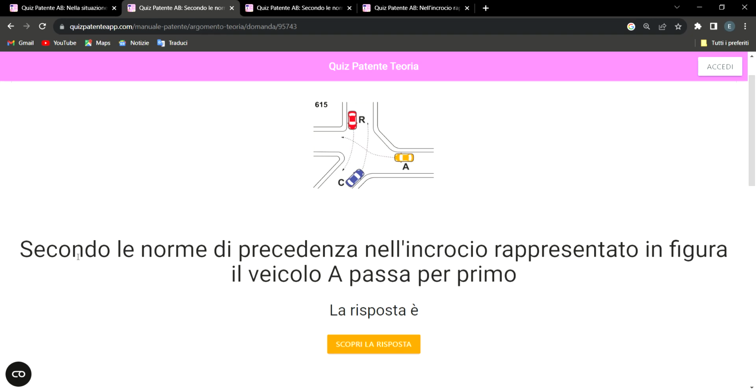Now let us read the question. It says, "Secondo le norme di precedenza nel incrocio rappresentato in figura, il veicolo A passa per primo." So it says, in a situation like this, trying to give way in a junction like this, vehicle A will be the one to transit first. Vehicle A will be the one to pass first before other vehicles will follow.